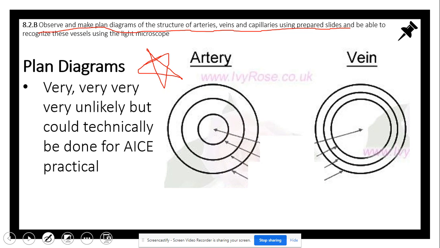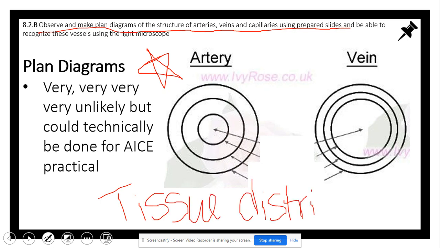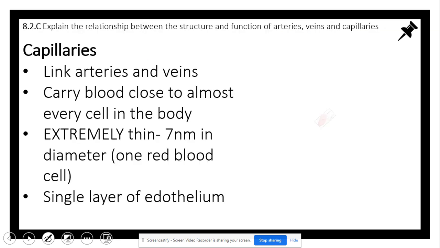But plan diagrams, we talked about them a little bit at the beginning of the year. It's just using lines to show tissue distribution. So in an artery, you'd see thicker walls, smaller lumen. Vein has a bigger lumen, thinner walls. Hopefully, if we're back in the classroom, we can look at these under the microscope. But for now, just keep that in mind.